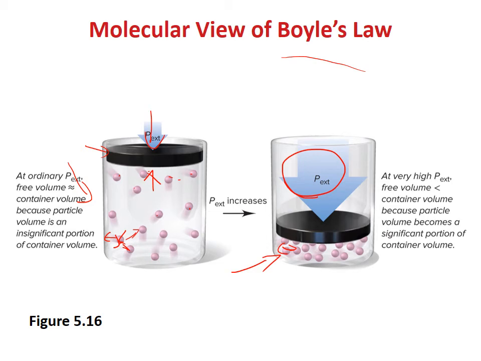Collision of the particles with the walls becomes more frequent over the shorter average distance, which causes gas pressure to increase until it again equals external pressure. So increase pressure, decrease volume. Pressure and volume are inversely proportional.